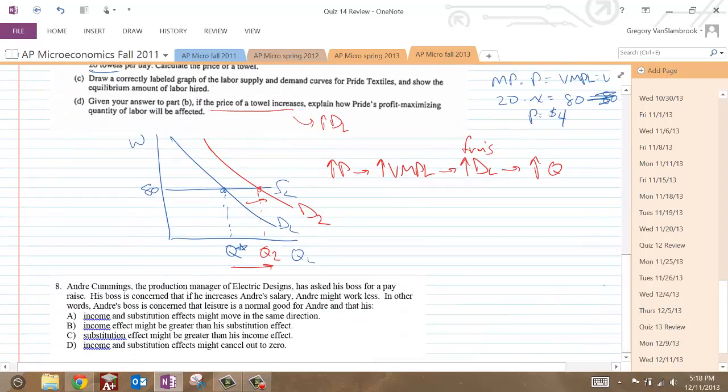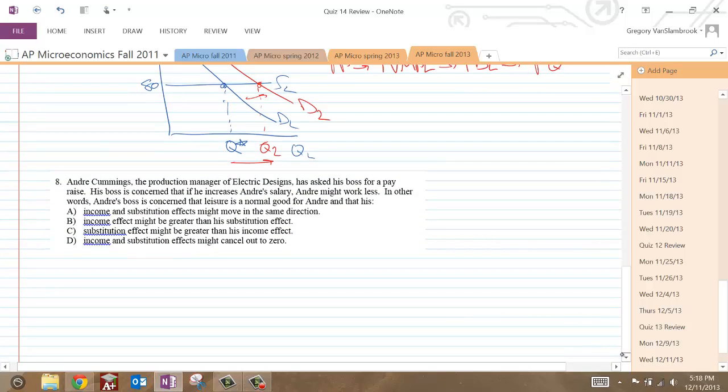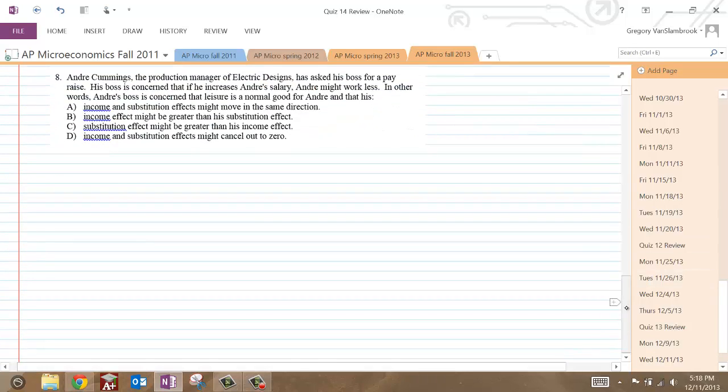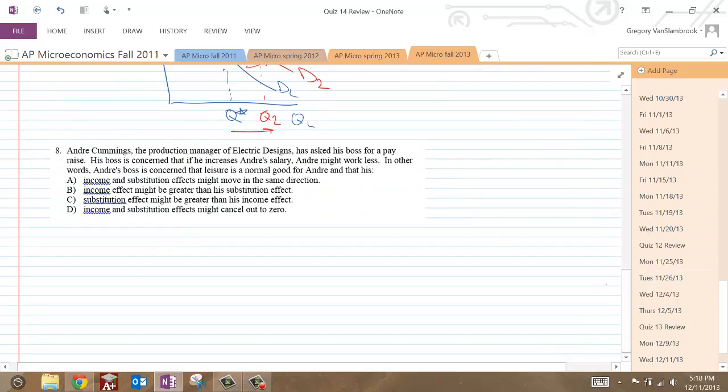Lastly, I'm going to do one problem with the concept of the supply for labor. So Andre Cummings, the production manager of Electric Designs, has asked his boss for a pay raise. His boss is concerned that if he increases Andre's salary, Andre might work less. In other words, Andre's boss is concerned that leisure is a normal good for Andre. I wouldn't even worry about this normal good piece. We can always assume that's the case. Just don't concern yourself with that concept.